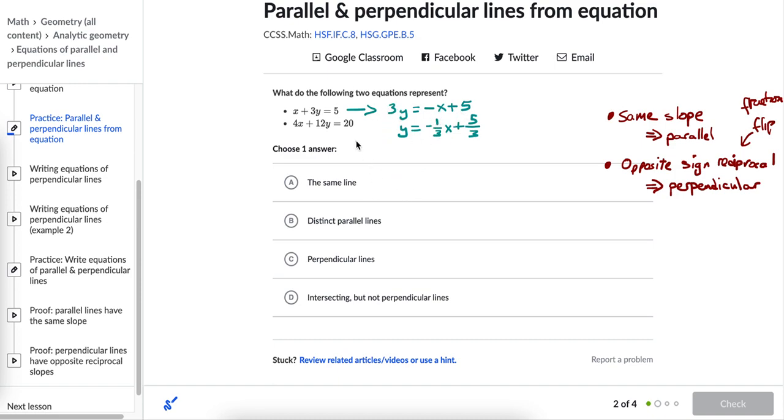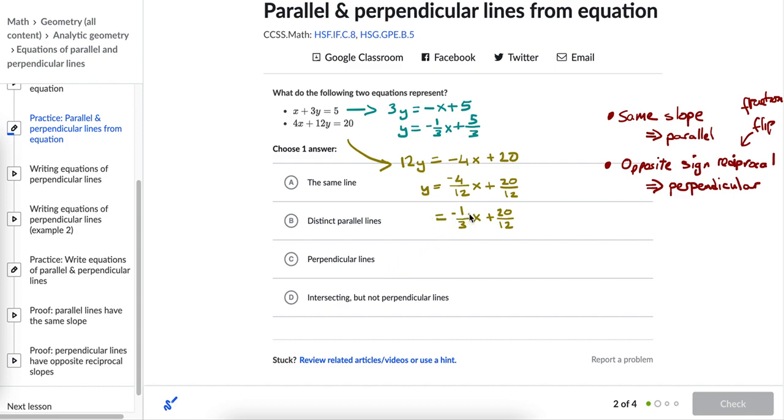For the second one, again, subtract 4x from both sides. That's going to give us 12y equals negative 4x plus 20. Dividing by 12 on both sides gives us y equals negative 4 over 12 x plus 20 over 12. We can, of course, simplify the slope, and that's all we really care about here. So y is equal to negative 1/3 x plus 20 over 12.